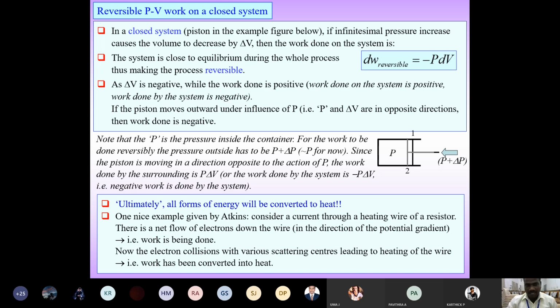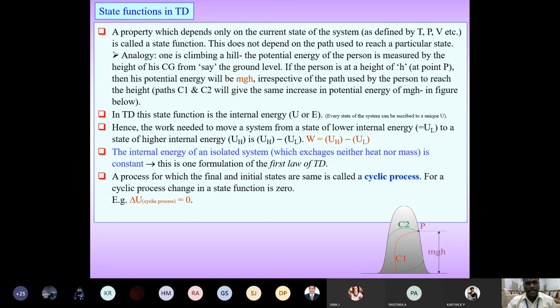Then you know what a reversible process is. What a PV diagram is will give you the PV work. How can we calculate the work under the PV diagram? Then we discussed in the early classes what a state function is. Each and every state has its own properties. That is called the state functions.